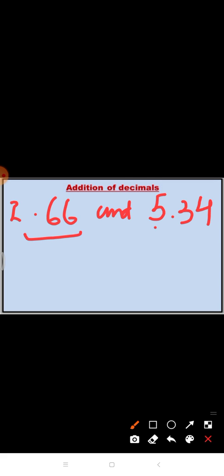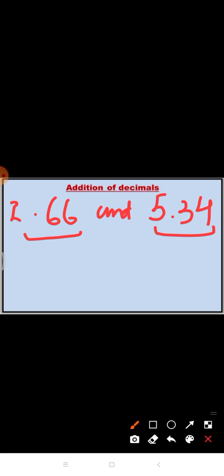We have 2.66 and we have 5.34. Now students, if we have to add the decimals, we need to follow some steps. Step number 1, change the decimals to like decimals if required. But here students, as we can notice, both the decimals are like decimals. So we need not change them into like decimals.